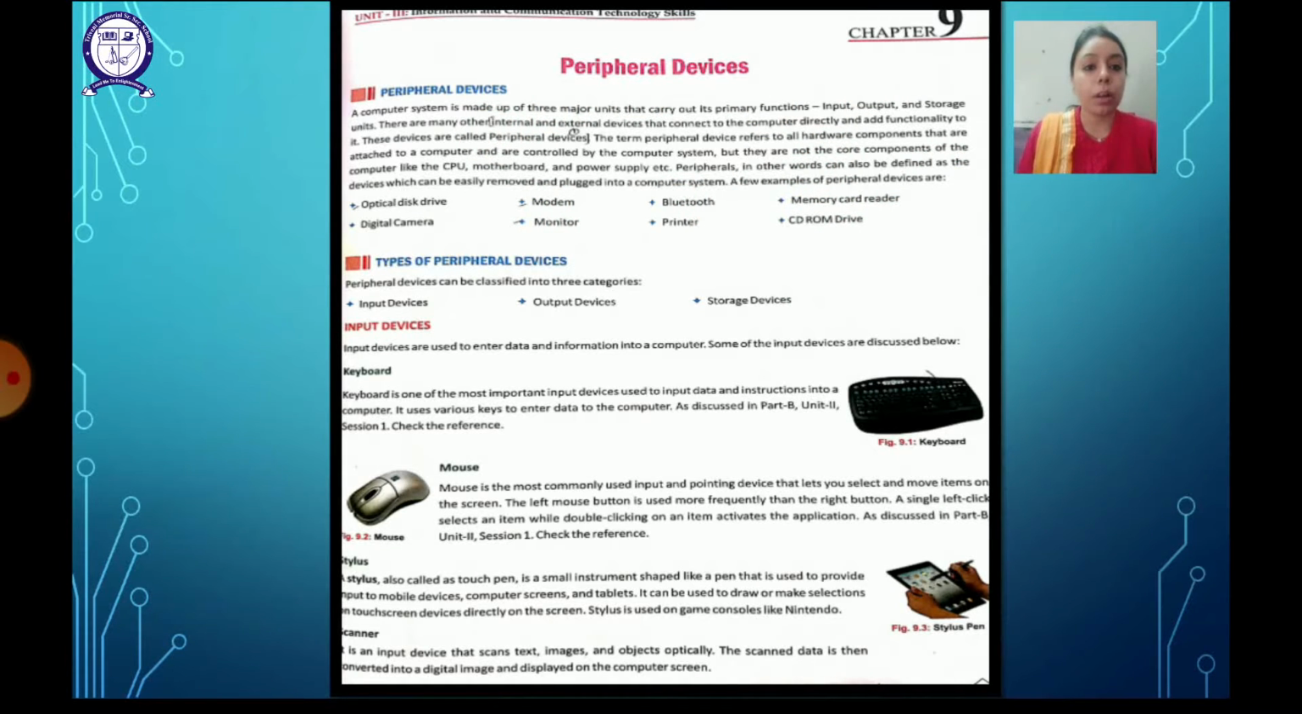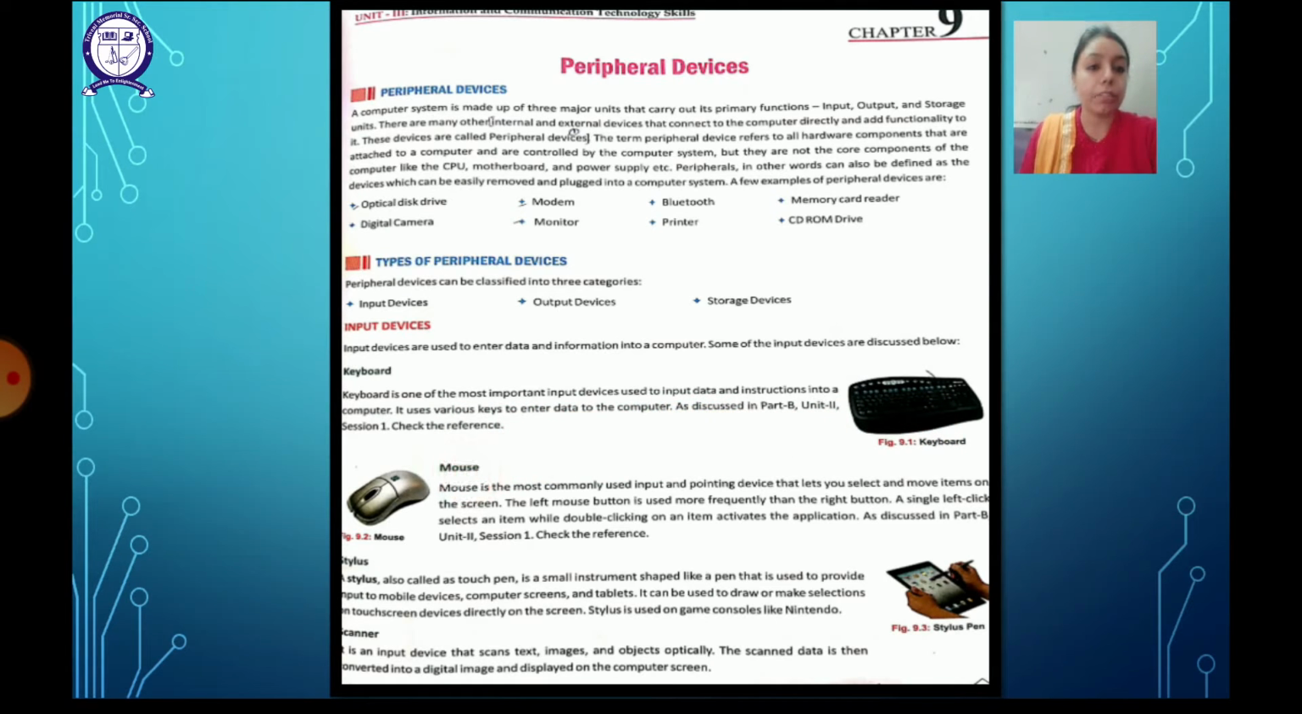Now we are going to learn about the types of peripheral devices. There are three types of peripheral devices. First is input device, second is output device and third is storage device. First is input device. Input devices are used to enter the data into the computer. Some examples are keyboard. You must have used a keyboard which consists of 104 keys. These are used to enter the data to the computer.